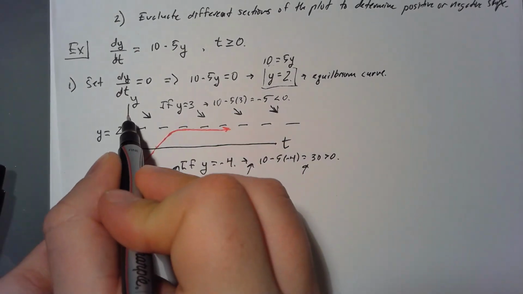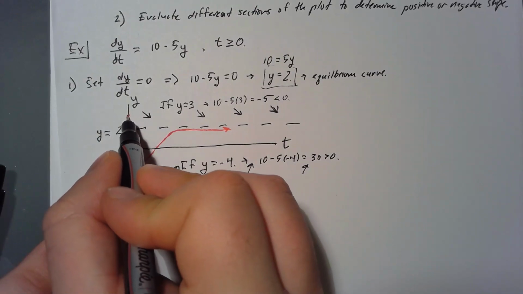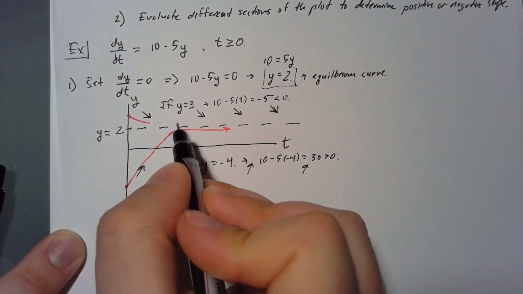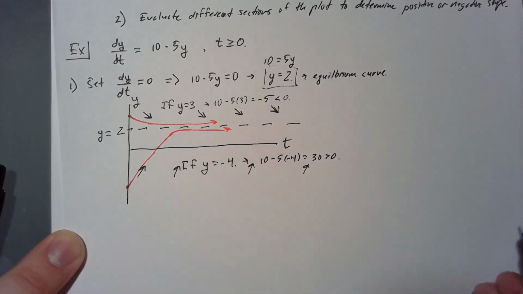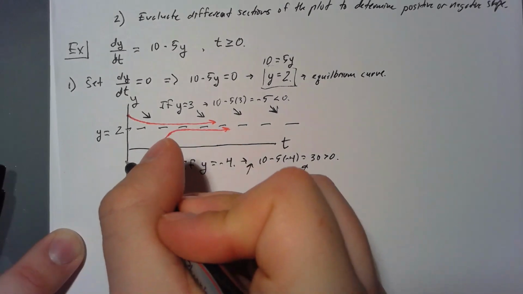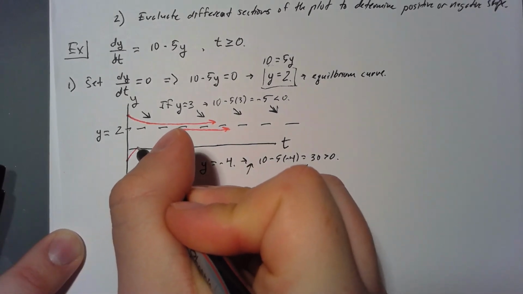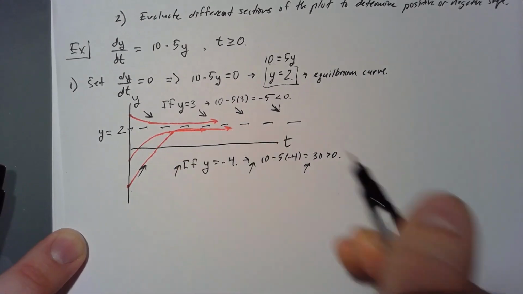If I started up here somewhere, what's the behavior of my solution going to do? Well, it's going down, and as I get closer and closer to y equals 2, it's going to hug it. And that's another solution curve. I can graph as many of these as I want to. Like if I started here, it's going to do this as well, and so on.